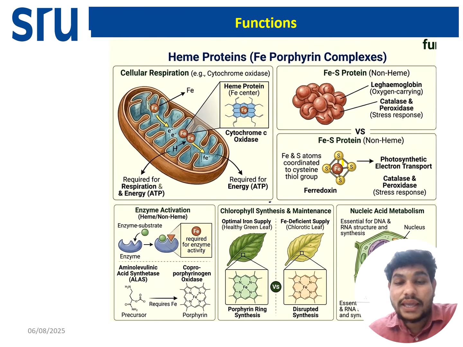The enzymes are aminolevulinic acid synthase and coproporphyrinogen oxidase. These enzymes are responsible for porphyrin ring synthesis. If the iron is not there, these two enzymes will not form, and then chlorophyll will not develop. So we will see yellowing of plants.